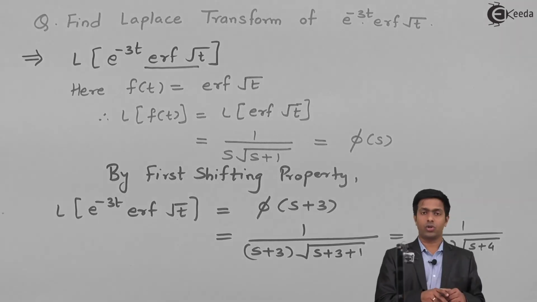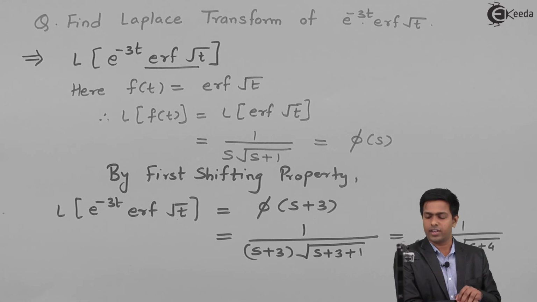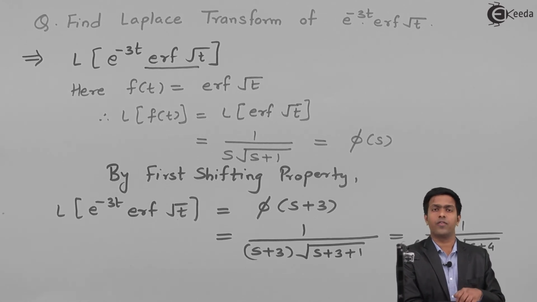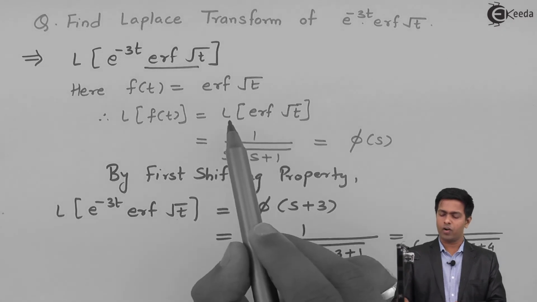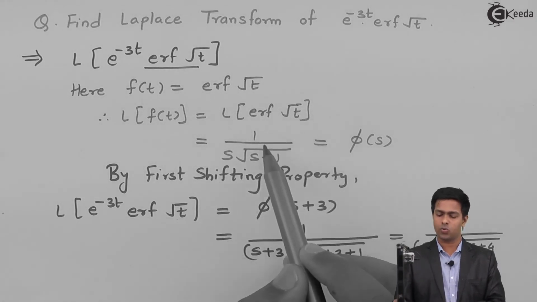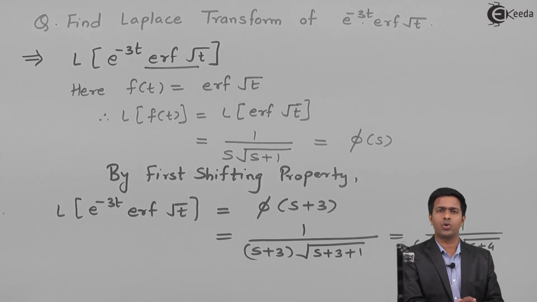So it means we'll get the value as 1 upon s plus 3 into root of s plus 4. So guys, here we got the Laplace transform of e raised to minus 3t into error function of root t as 1 upon s plus 3 into root of s plus 4. To derive it, we used the formula of Laplace of error function of root t as 1 upon s root of s plus 1. You can use the derivation to get the value of Laplace transform of error function of root t as 1 upon s root of s plus 1.